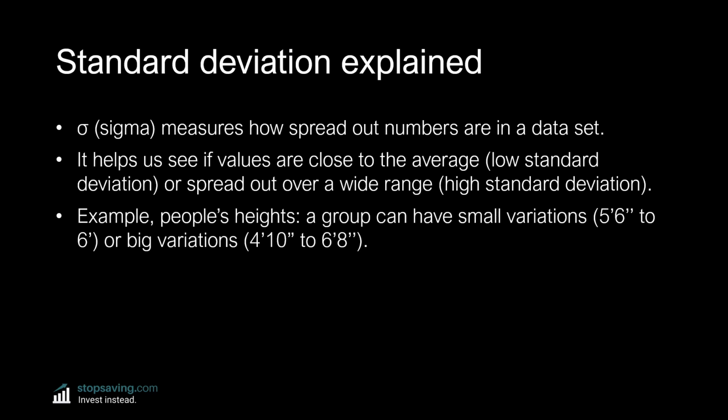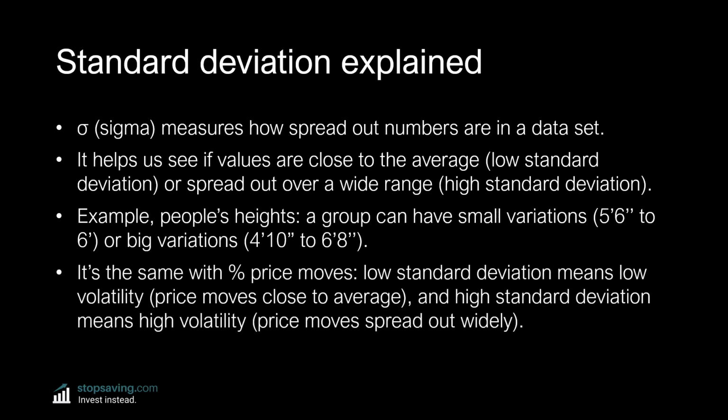Take people's heights, for example. A group can have small variations from, let's say, 5'6" to 6 foot, or big variations from 4'10" to 6'8". And it's the same with percentage price moves for an investment. Low standard deviation means low volatility, i.e. the price moves around close to the average, and a high standard deviation means there's high volatility, as prices are spread out very widely.